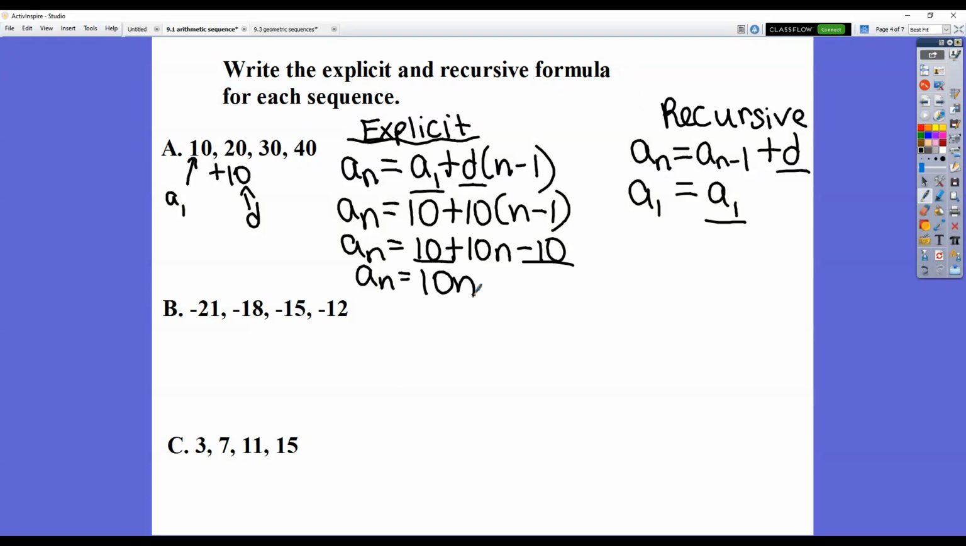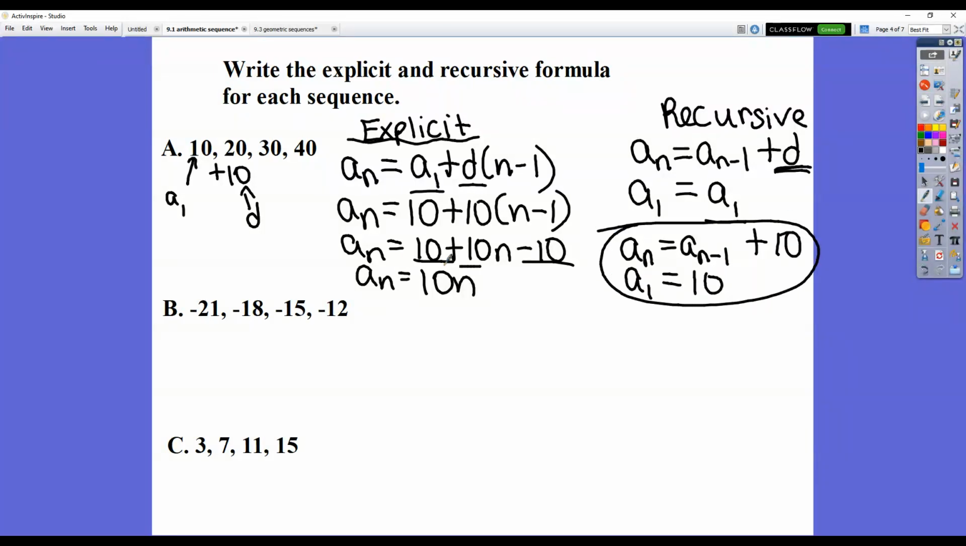Okay, recursive formula. Every year, I have a kid that remembers to plug in what D is, but they forget to tell me what A sub 1 is. So don't forget to do that. So we would just plug in D. D is 10, and then A sub 1 is 10. So here's my two answers.